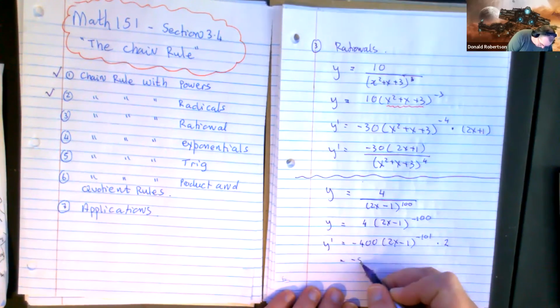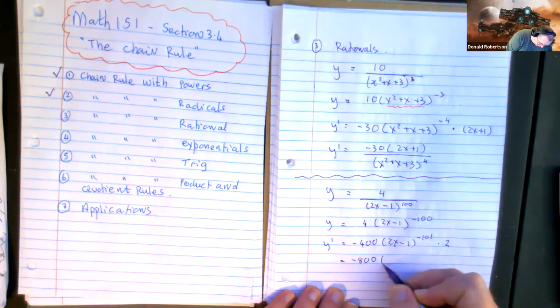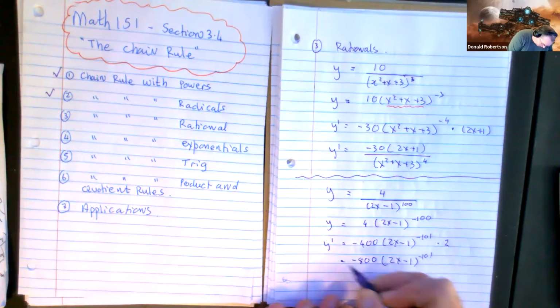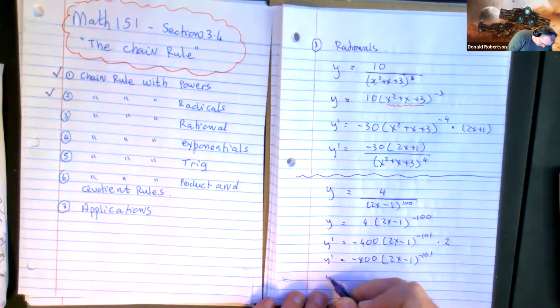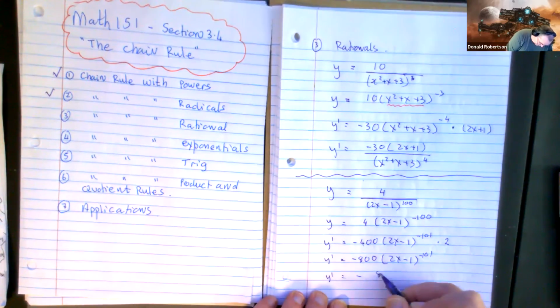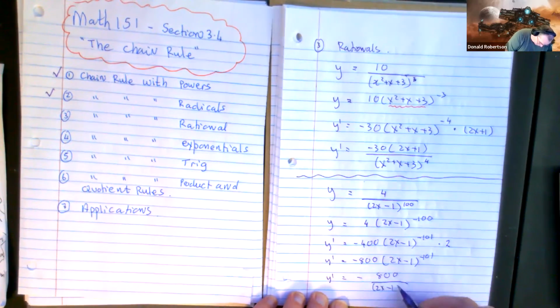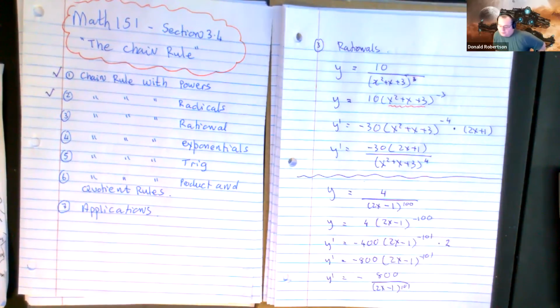So we now have negative 800 2x minus 1, and I apologize for that line, but it was too late. I'd already written it. Really, you just go straight to this line, wouldn't you? And you'd be finished. So far, so good.